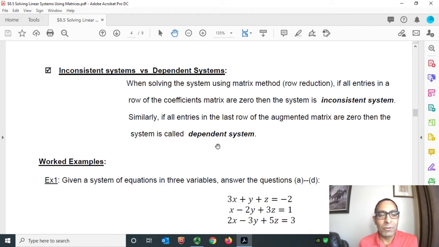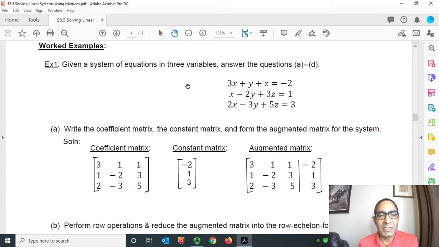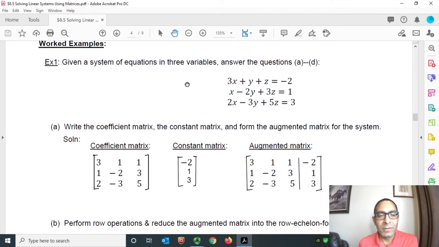Great. Now we are ready to do some example. Now let's begin the example. Example 1. Given a system of equations in 3 variables, answer the questions part A through D. So here the given system is 3x plus y plus z equals minus 2, x minus 2y plus 3z equals 1, 2x minus 3y plus 5z equals 3.